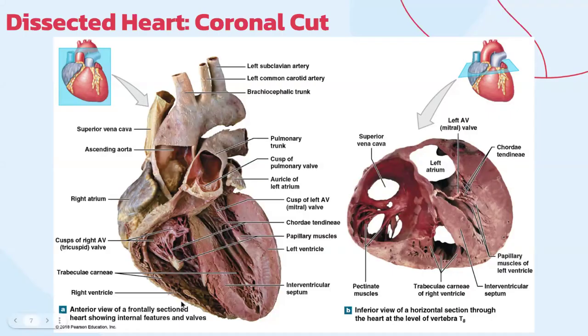So these larger openings over here, these are your ventricles. You have your right ventricle on this side, left ventricle on this side. The interventricular septum is a thick piece of smooth muscle that separates the right and left side so that you don't have oxygenated and deoxygenated blood mix. Deoxygenated blood is typically going to be on the right side of your heart, and oxygenated blood is going to be on the left side of your heart.